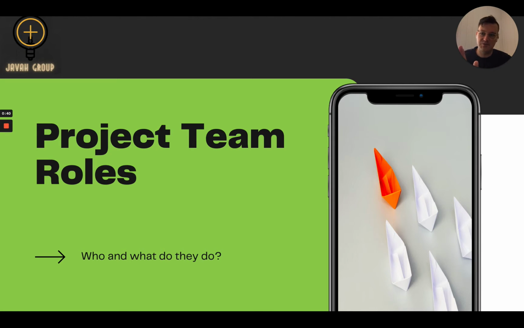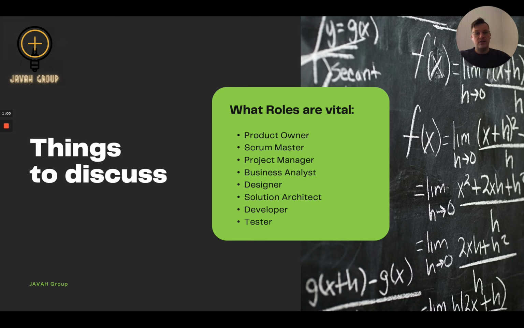But what we'll do today is step through some roles at a high level, just to give a bit of an understanding, hopefully enough that it'll paint a picture of what these roles are, what they do, and you might be able to work out whether you need to use them or not. The roles that are deemed as vital in this space, or that you'll hear a lot about, are product owners, Scrum Masters, project managers, business analysts, designers, solution architects, developers, testers. There's a lot more, but these are the ones that we'll cover off in this video.